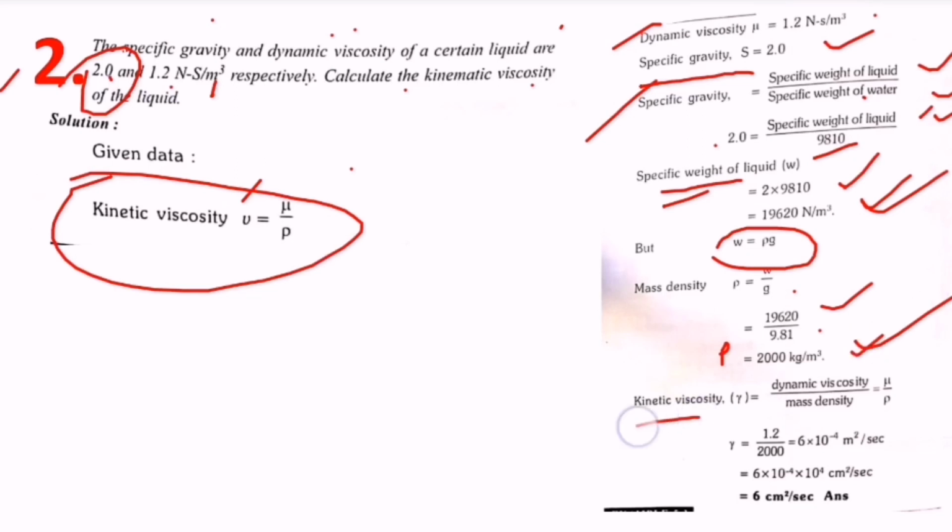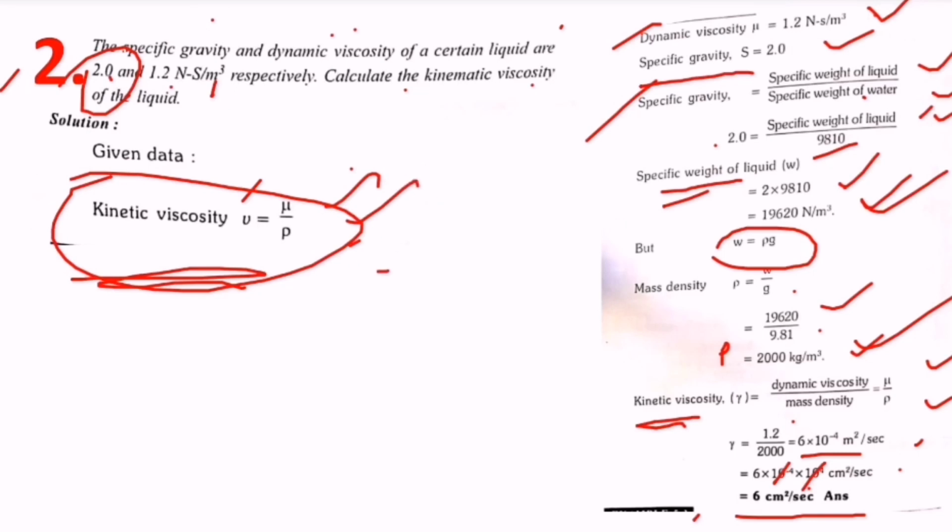So the kinematic viscosity formula is mu by rho. Mu is dynamic viscosity and rho is mass density. Dynamic viscosity is given as 1.2. So substitute 1.2 divided by 2000, and we get 6 into 10 to the power of minus 4 meter square per second. We can convert it into centimeter square by multiplying by 10 to the power of 4. So 10 to the power of minus 4 and 10 to the power of 4 cancel, giving 6 centimeter square per second. This is the required kinematic viscosity. So the kinematic viscosity formula is very important: mu by rho, that is dynamic viscosity by density.